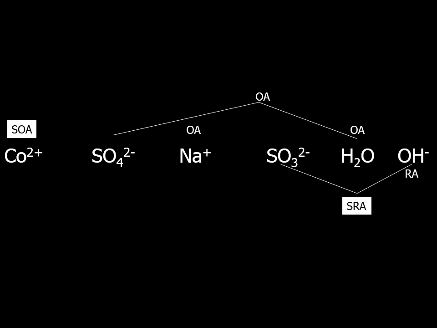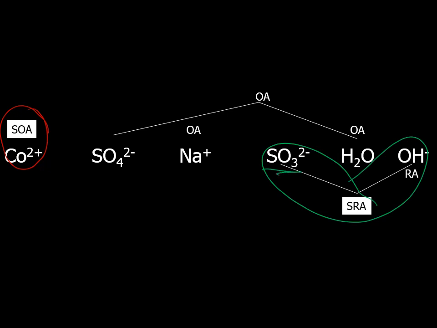So then we can note who is going to be the strongest oxidizing agent. There's our strongest oxidizing agent of everything we have. And our strongest reducing agent is this sulfite with this hydroxide. They're going to be our strongest reducing agent. They're going to go through our oxidation, and our strongest oxidizing agent is going to go through a reduction reaction.